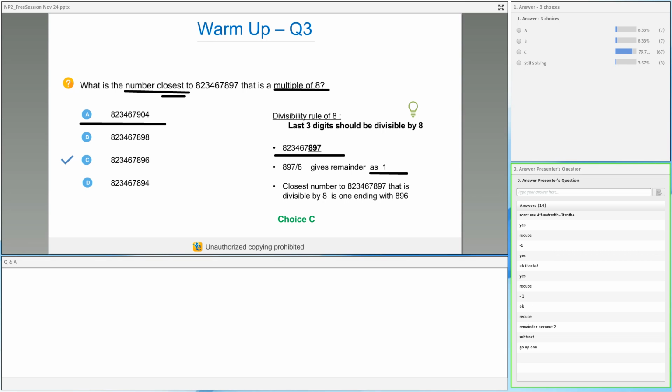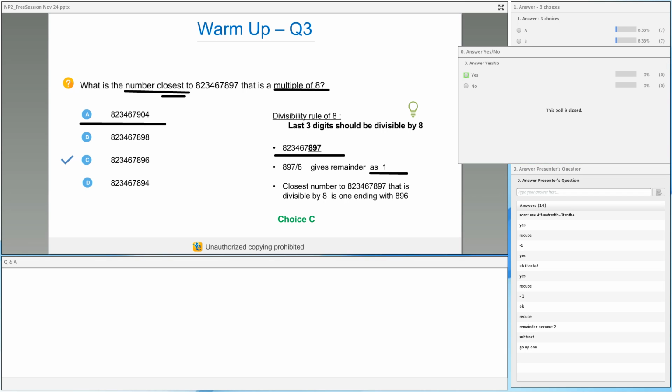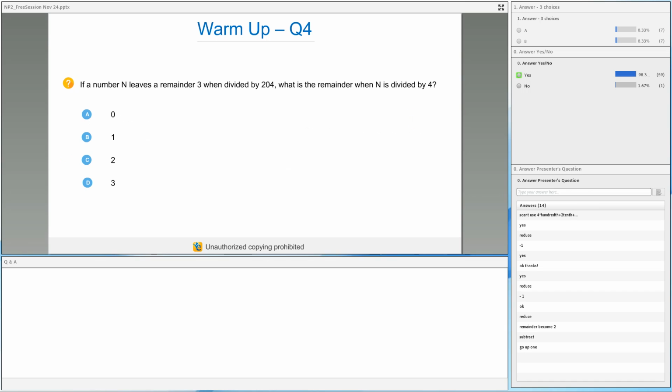So let's move on. Let me just ask it once again. Kindly mark yes if this is now perfectly clear. Once again, if you have any doubts, Ashutosh is there to help you out. Please ask your questions in the Q&A pod. He will answer them. I can see a few of you marking no. If that's the case, please ask your question in the Q&A pod. I want to ensure that all of you understand everything properly.